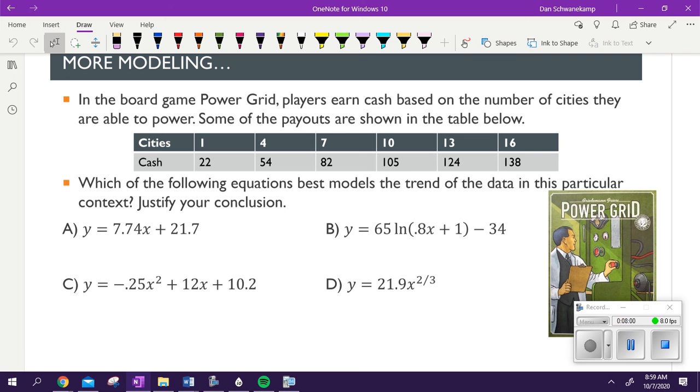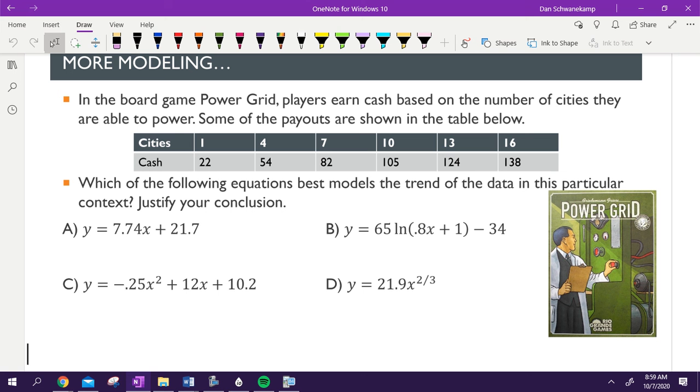Okay. In the board game Power Grid. Has anyone ever played Power Grid before? Some people have seen it before. It is a fairly common game. Basically, you're trying to connect cities with power lines, and the more cities that you connect, the more money you're going to make. Think of a game board with the United States, and you're trying to connect cities. If you have 1 city, you get 22 bucks, 4 cities, 54, 7 cities, 82, 10 cities, and so on.